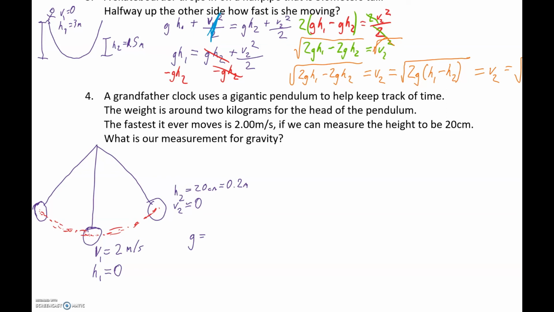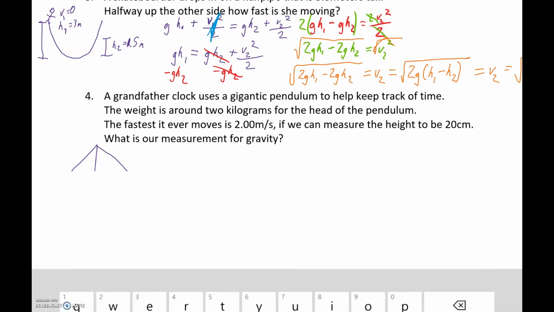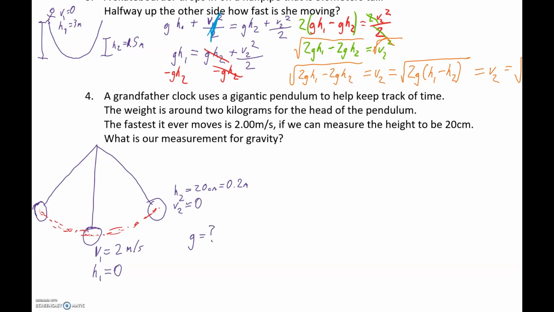Okay, it's asking us to find gravity. So this is the unknown. And it tells us that the mass is 2 kilograms, but we know that we don't even care about that because of our equation allowing us to divide by mass on all sides to get rid of it. Alright, so it looks like this once we've divided by mass on all sides. And so now we can see h1 is 0, so we're going to cancel there. We don't care about that term. v2 is 0, so we're going to cancel there. We don't care about that term.